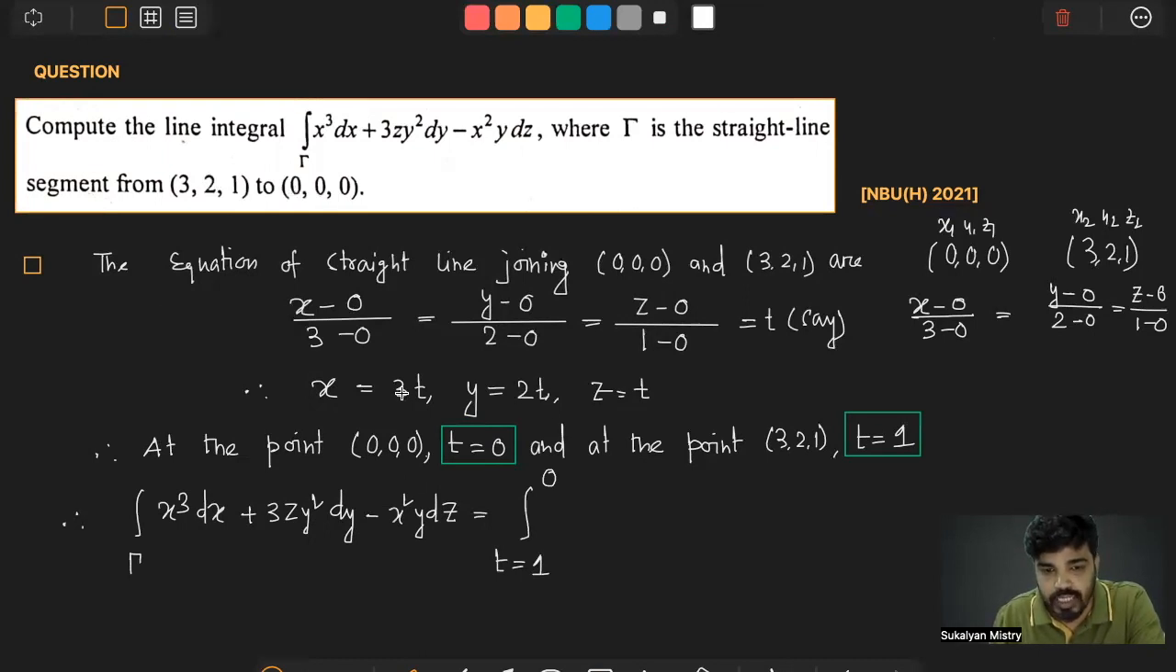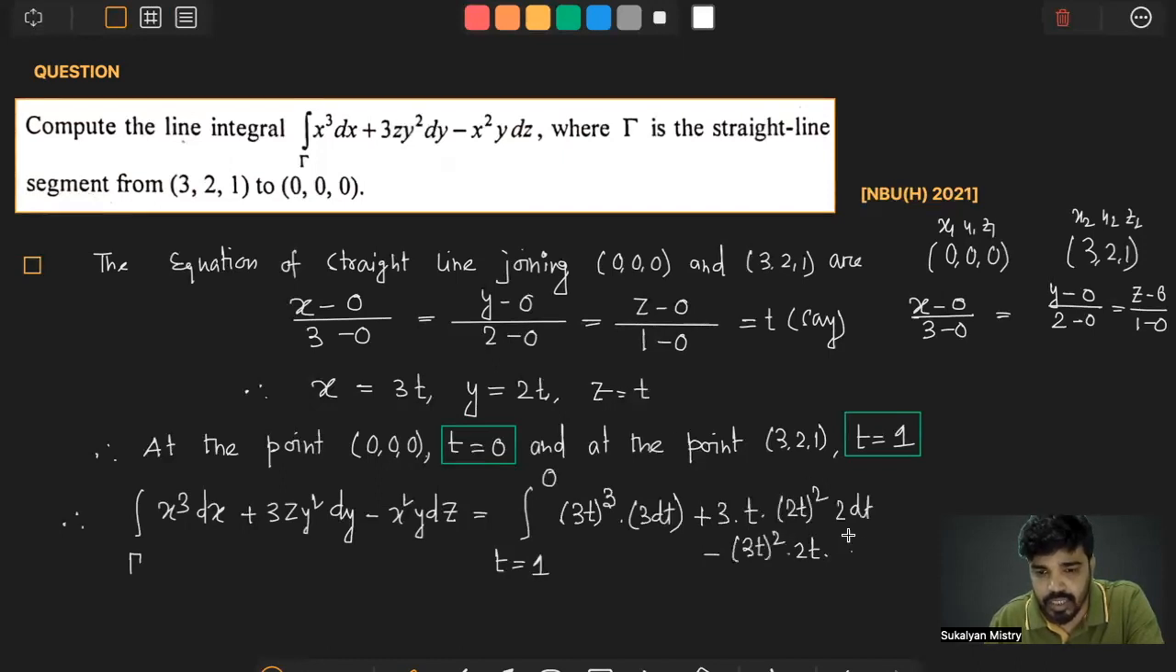Okay. So x cube, what is x? x is 3t. So x cube dx, that means you just have to differentiate this. So x is equal to 3t, so dx will be 3 dt, plus 3zy square. What is z? z is t. y square, that means 2t square. dy. So y is equal to 2t, so dy is equal to 2 dt. Okay. Minus x square, x is 3t, so 3t square. y is 2t. And dz. So z is equal to t, so dz is dt.